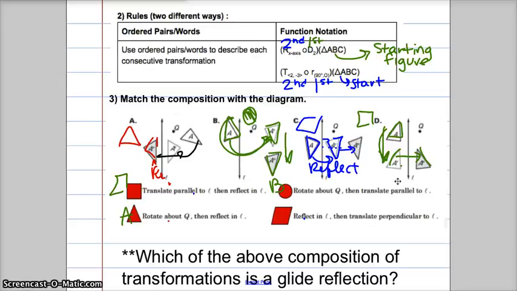One last question tacked on the bottom. It says, which of the following is a glide reflection? A glide reflection involves a translation and a reflection. So which one deals with a translation and then a reflection? I think this is the only one. So it's a glide reflection. Glide, slide, reflection, flip over.